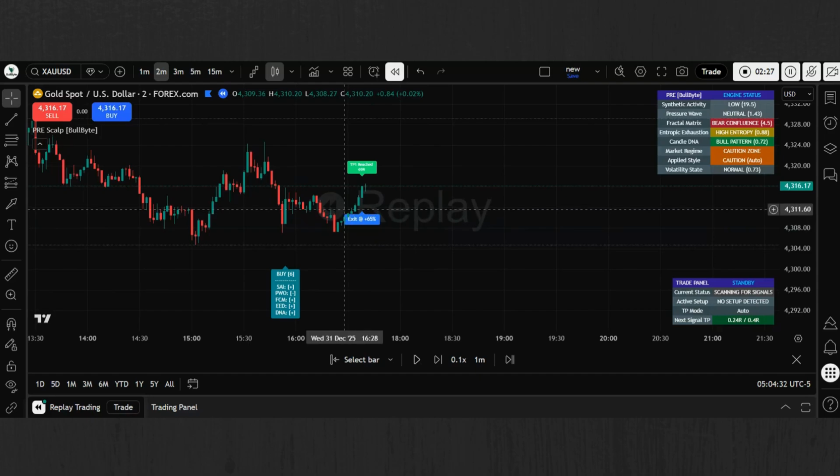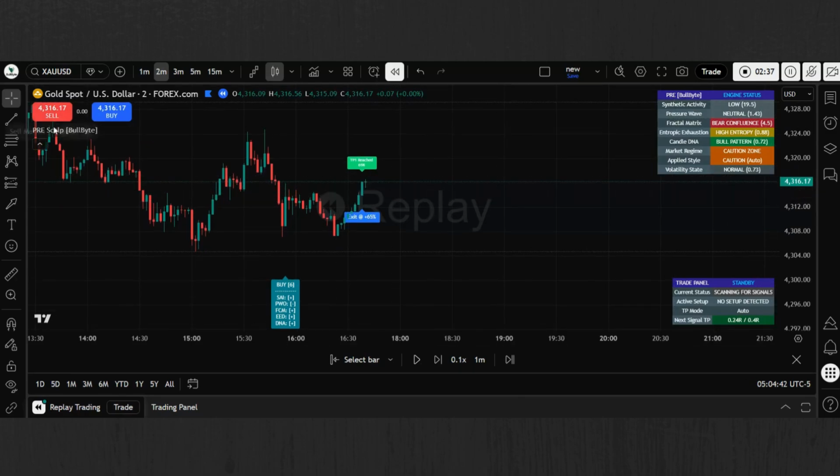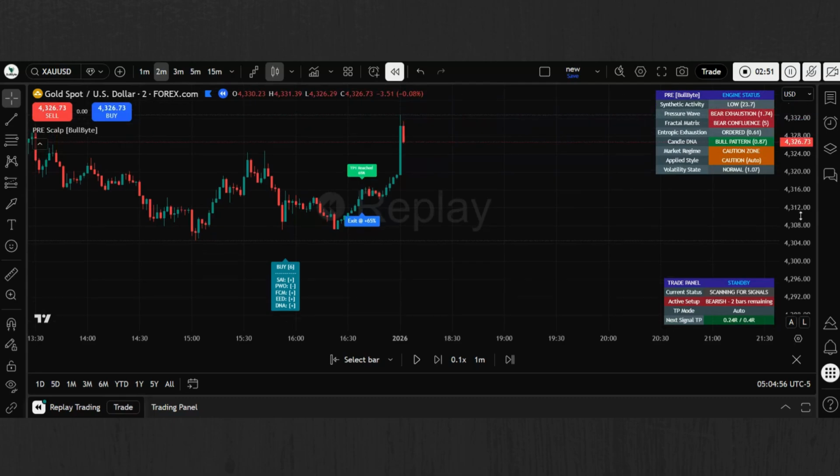Now, notice, as soon as TP1 was hit, the system booked 50% of the position. Why? Because the market regime did not favor holding for a longer move at that moment. But here is the thing. You have options. You can close the entire position at TP1, or you can leave your remaining 50% open because now it is a zero-risk trade. Your stop has moved to protect your profits.